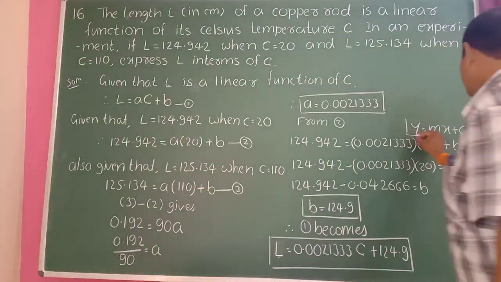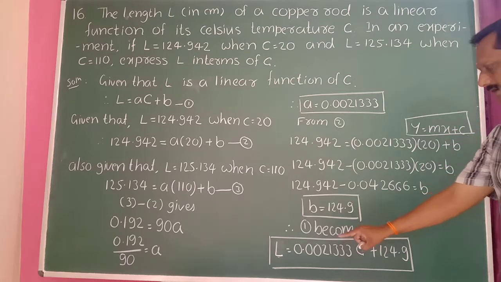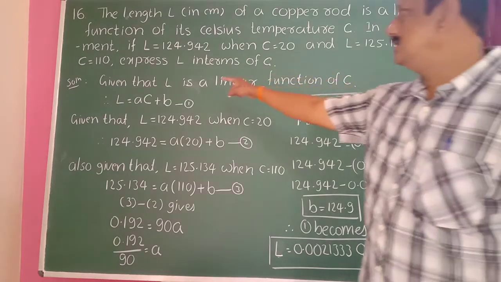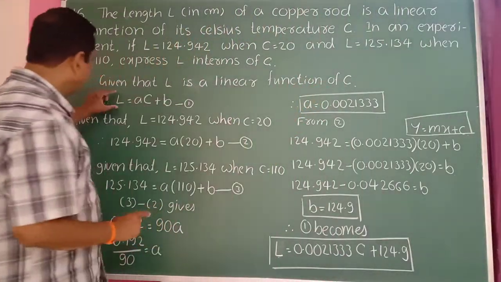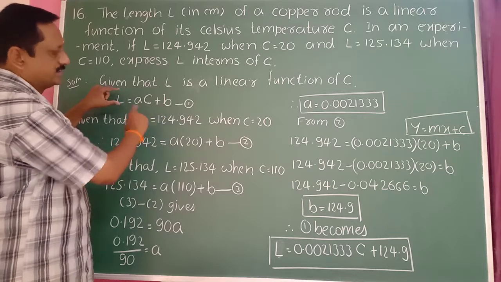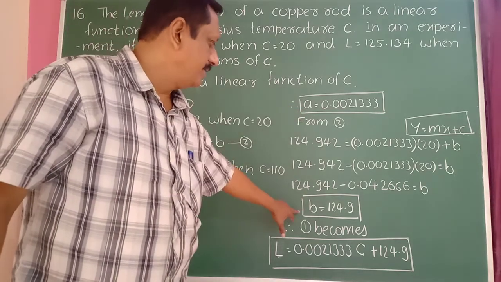Here y is equal to mx plus c is y in terms of x. Hence, this is L in terms of C here. So this is called a linear function of y in terms of x. Here we want L as a linear function of C. Therefore, use L is equal to A into C plus B here. A and B are constants here. Okay, you have to find A and B values. So A value is this one and the B value is this one.